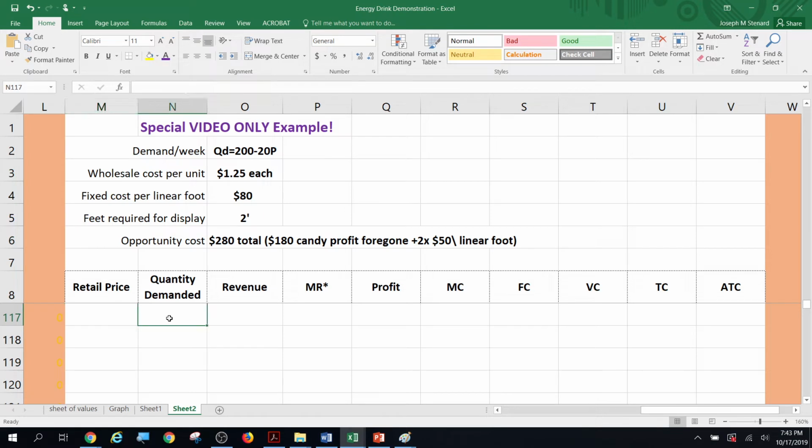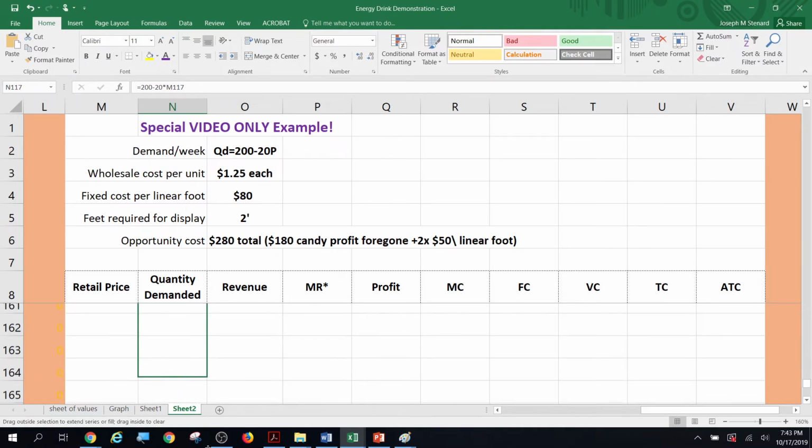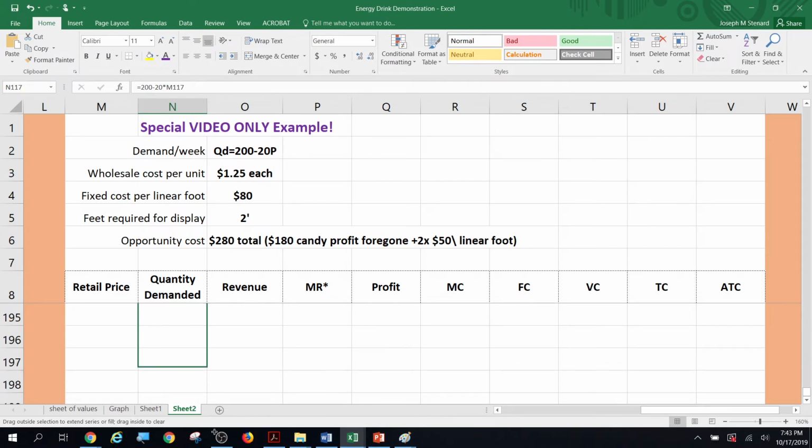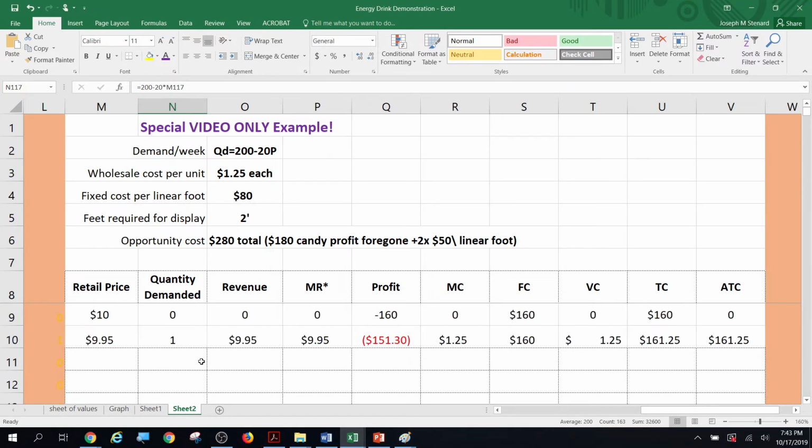If we put in the quantity demanded is equal to 200 minus 20 times whatever the price is, then we have the formula that we need to fill that all in. If I take that and drag that all the way down, I don't know how far I'm going to have to go, so I'll just go several hundred down here, 300 or 400, that'll be good. And all I've done is put in the formula for that. What the heck happened? Oh, I see what happened. So we're going to change this up here.